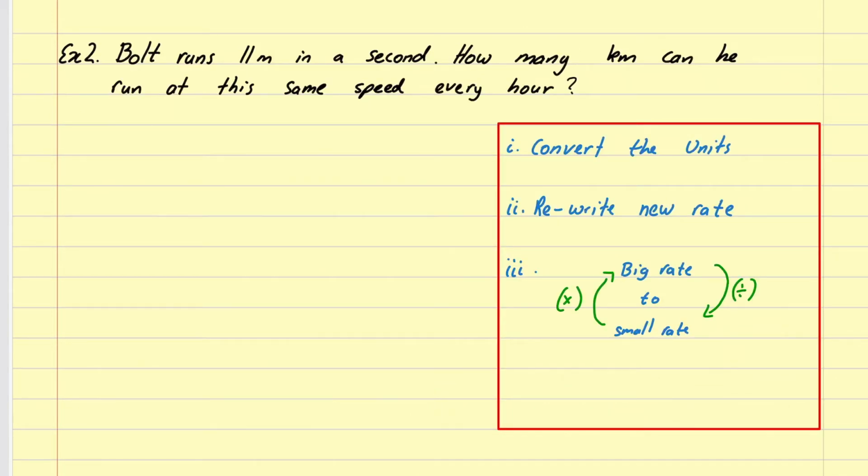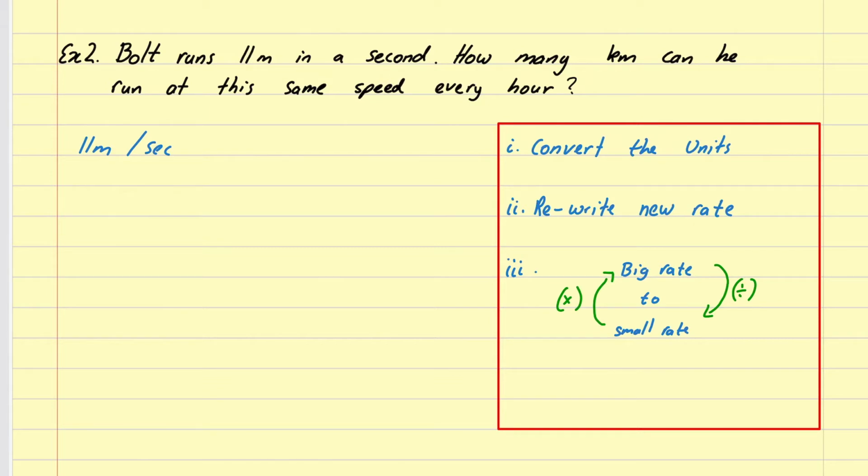Okay, so in example number 2, Bolt runs 11 meters in a second. How many kilometers can he run at this same speed every hour? So let's look at what we have so far. We have that Bolt can run 11 meters every single second. So every 1 second he's doing 11 meters. For example, in 2 seconds he'll do 22 meters. How many kilometers can he run at this same speed every single hour?